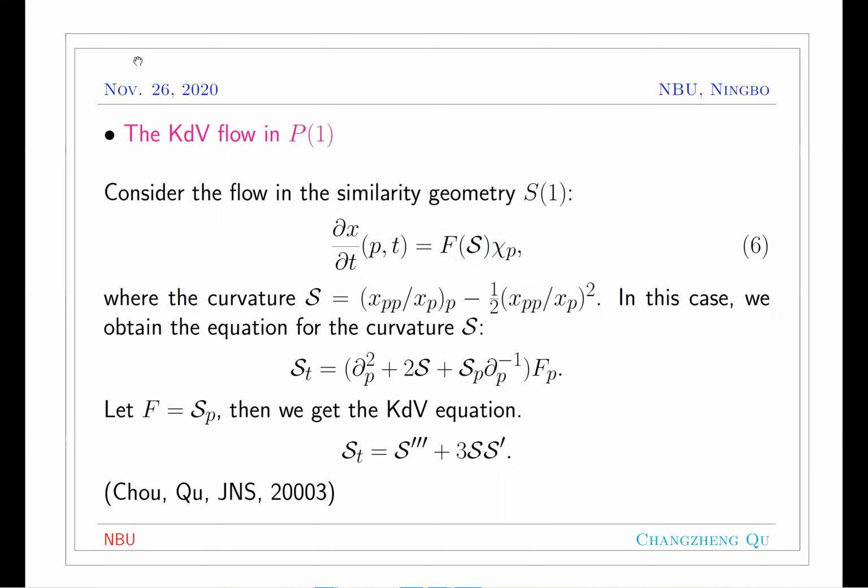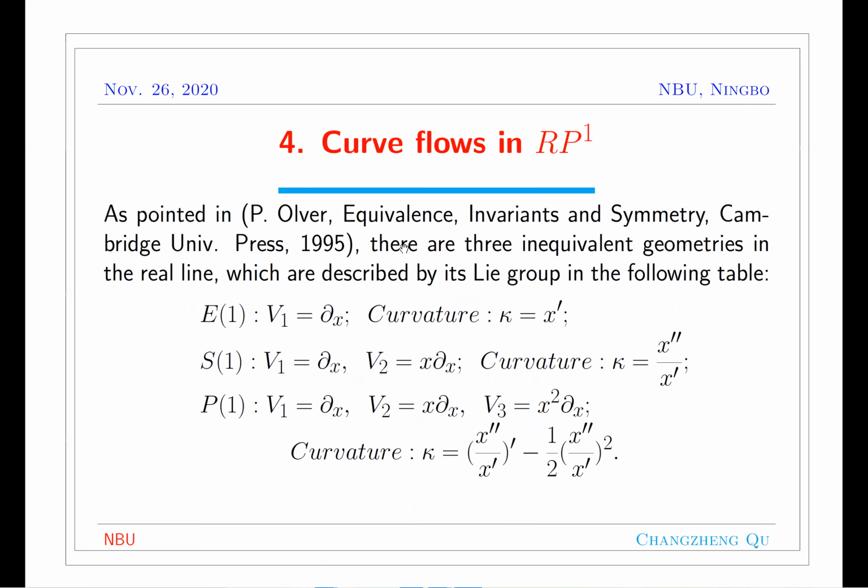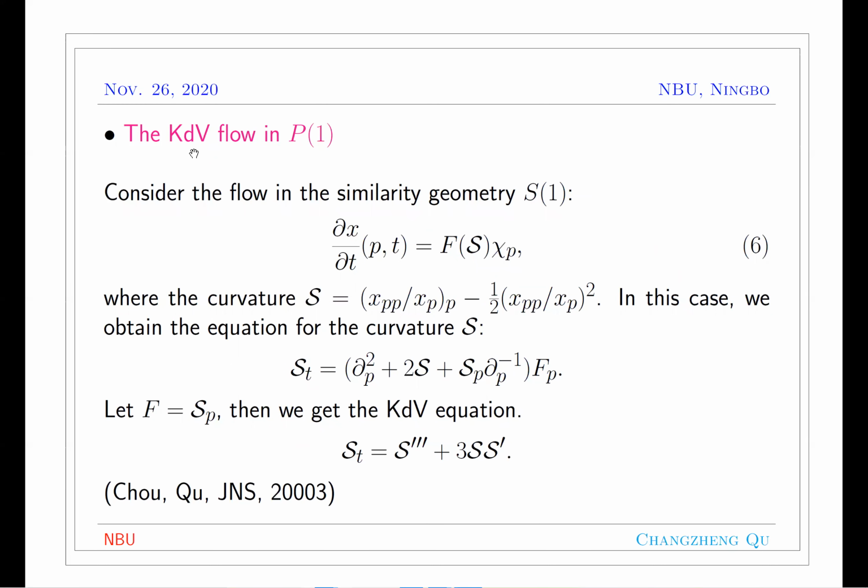The second case is a KdV flow in the SL2 case. Oh yeah, sorry, not similar, this is a print error. This should be the third case, the SL2, also the projective case. This should be P2 P1. In this case, the curvature is the Schwarz derivative, and we can obtain the equation for the curvature given by this one. If F is S prime, we get the KdV equations. So the operator is the recursion operator of the KdV equations.